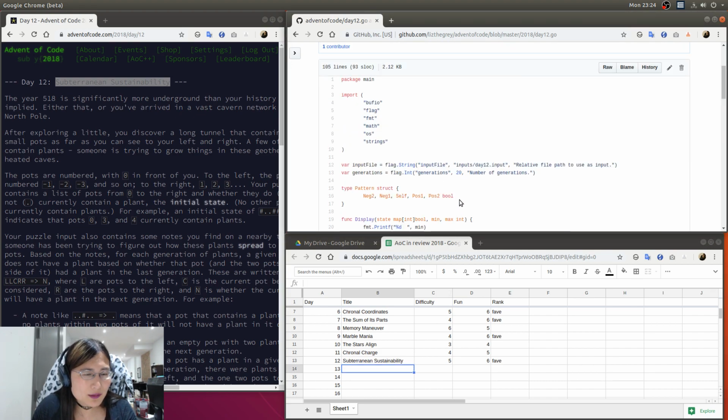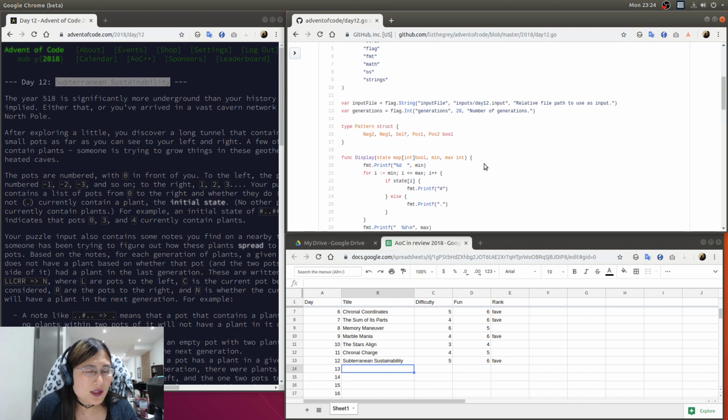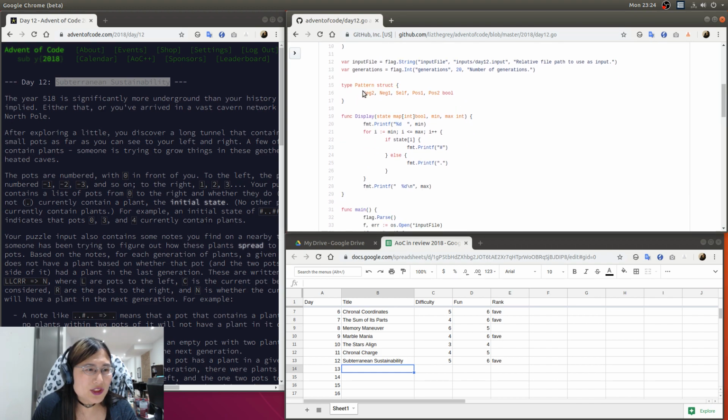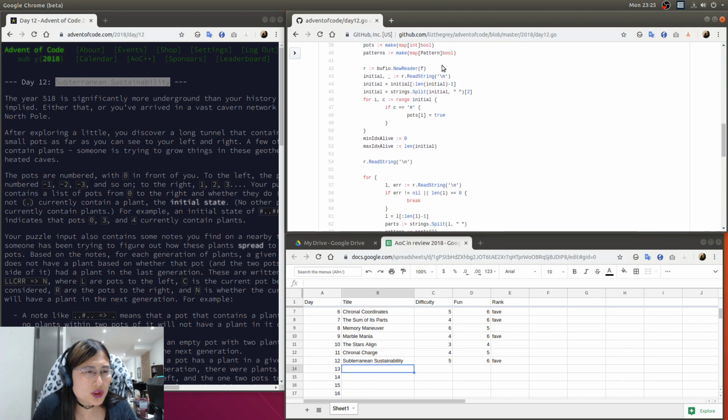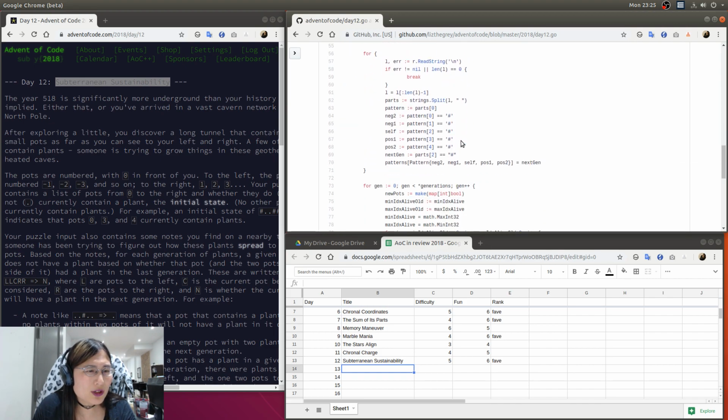So yeah, what I did was I said, here's the pattern that I'm matching against, and I carefully constructed it so it was usable as a map key in Go, and that made it really easy to check the patterns against the pattern of pots.